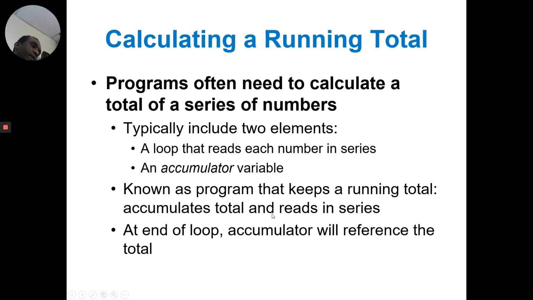You have what's called calculating a running total. Programs often need to calculate a total of a series of numbers. Again, you will use something like this in your last lab, where you have to calculate all the money you have collected for that day, or the number of customers that you have served for that day. So it typically includes 2 elements: a loop that reads each number in the series, and an accumulator variable, which basically accumulates all the data, known as a program that keeps a running total. So at the end of the loop, the accumulator will reference the total. Okay, you will do this in your last lab.